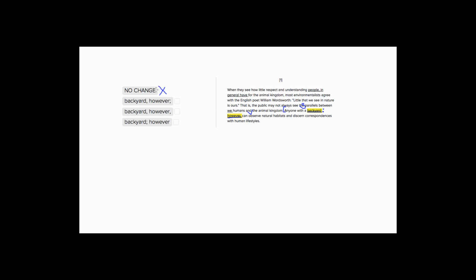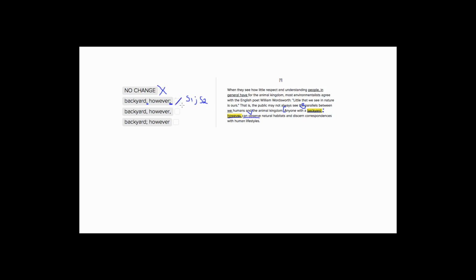Choice number two is weird because we have a comma here and a semicolon here. A semicolon separates two complete thoughts. So we have sentence one, semicolon, sentence two. Two complete thoughts are things that could stand apart as sentences. But this first part, anyone with a backyard, however, is not a complete sentence. That doesn't mean anything. It's a fragment. So that's not going to be good. It's also going to separate this subject, anyone with a backyard, from the verb, this can observe. So that's not going to be good.